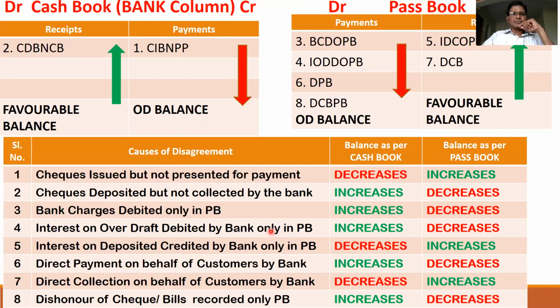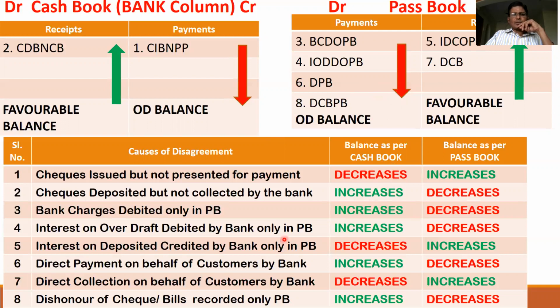And bank charges are only debited in the passbook. Whatever is debited is on the withdrawal or payment side, and the receipt side is the deposit side. Whenever any service is rendered by the banker, bank charges are debited in the passbook and the passbook balance automatically decreases. The same was not intimated and not recorded in the cash book, so the cash book balance increases. Bank charges debited only in passbook: passbook balance decreases, cash book balance increases.